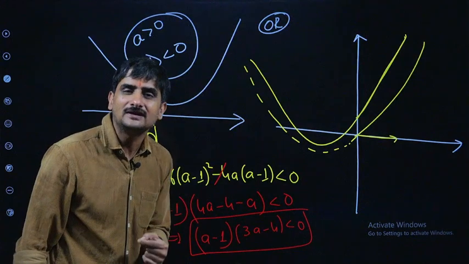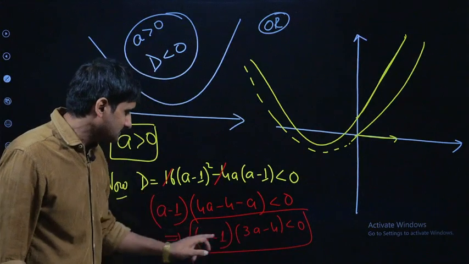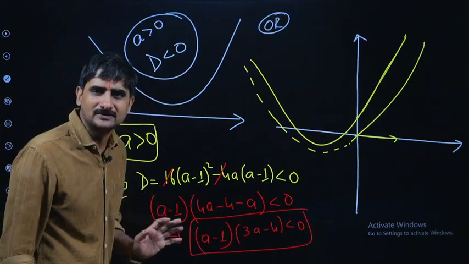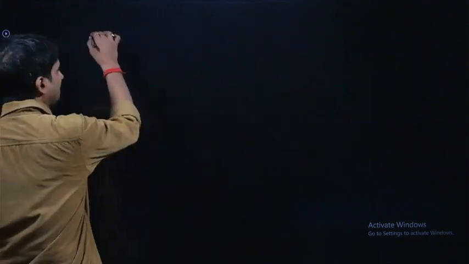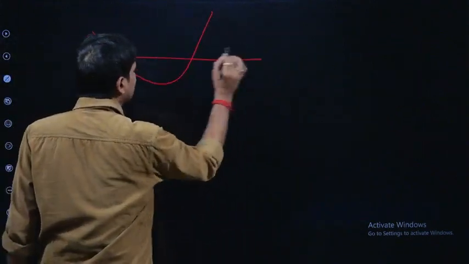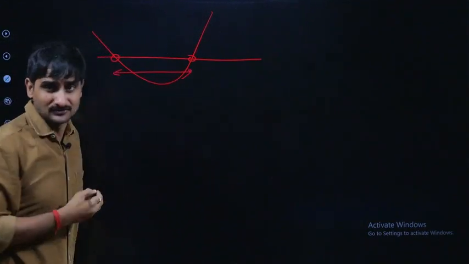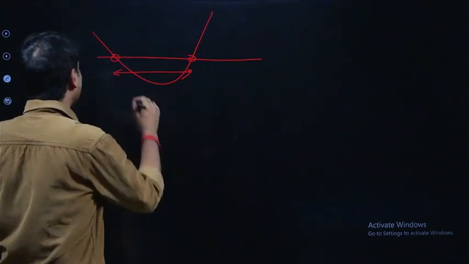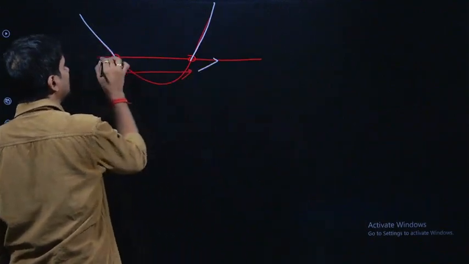Now this is a quadratic in a, an open upward quadratic in a. Why? Because the coefficient of a in both the factors is positive. So for an open upward quadratic to be negative, the variable should lie between the roots, yes or no? And for an open upward quadratic to be positive, the variable should lie beyond the roots, bachcho.